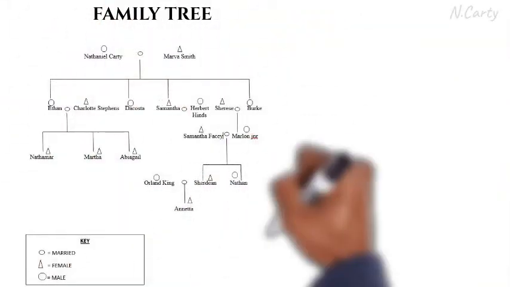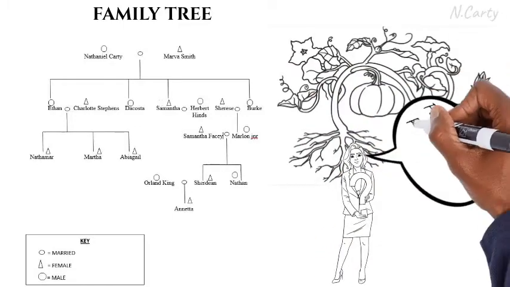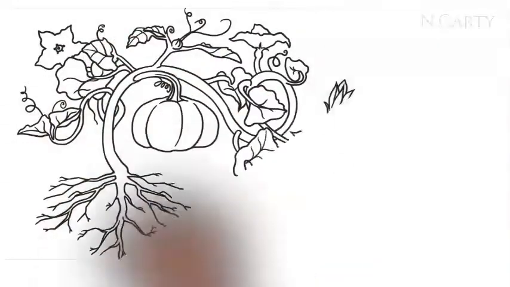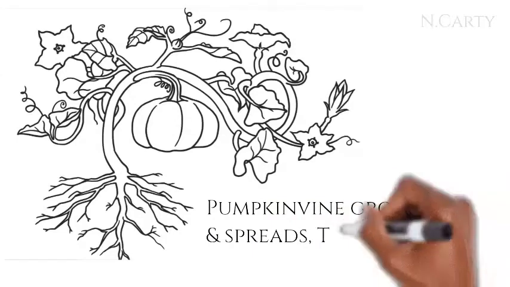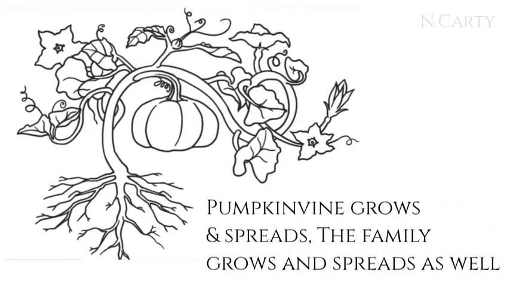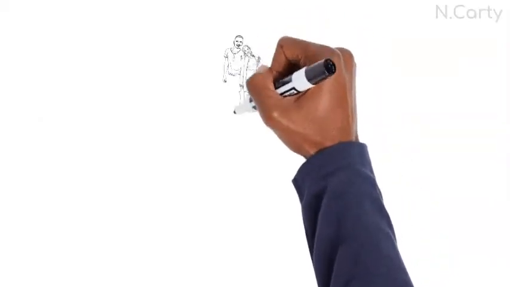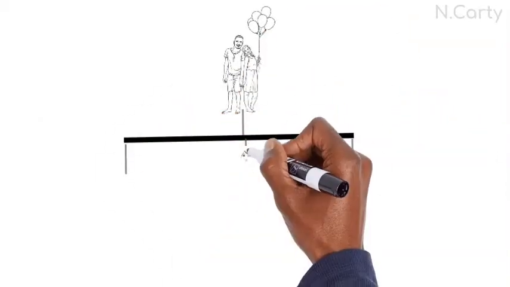The family is seen as a pumpkin vine. What do you think I mean by that? Just as the pumpkin vine grows and spreads, so too do our families. So the family keeps on expanding, it keeps on spreading. No family ever remains with just two persons.